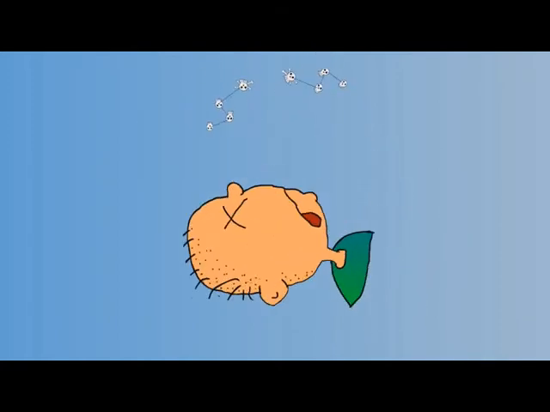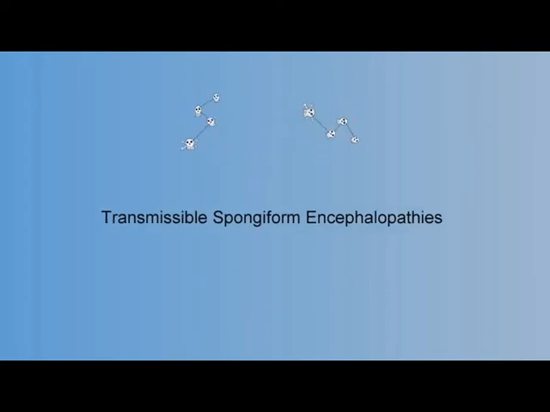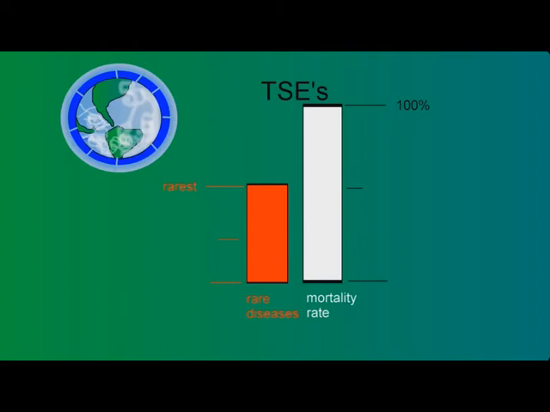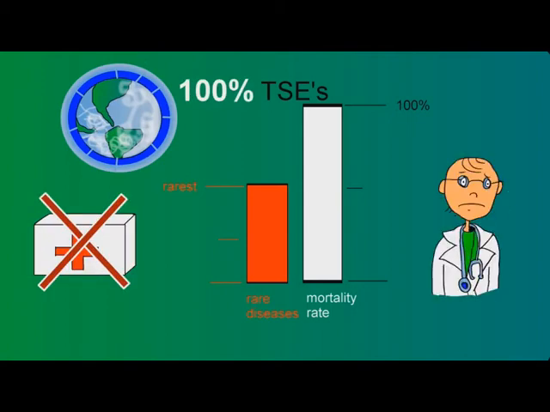These neurological disorders are known as transmissible spongiform encephalopathies, or TSEs for short. They are a group of the rarest diseases and have the highest mortality rate on the planet, with 100%. There are no known cures and no treatments available.